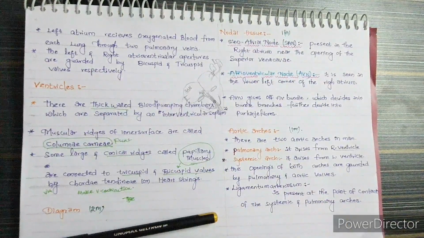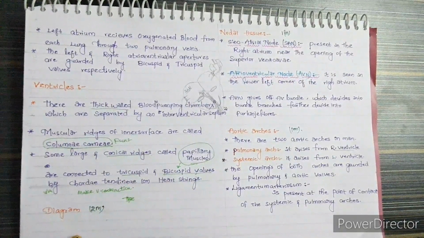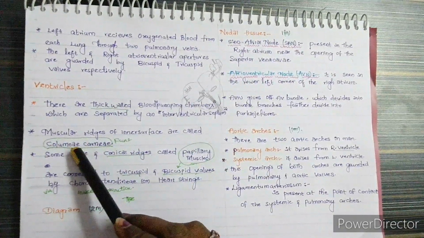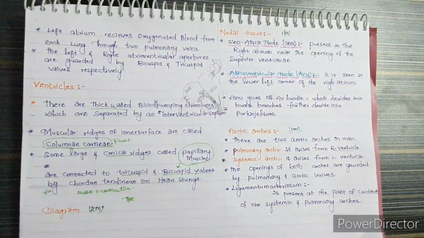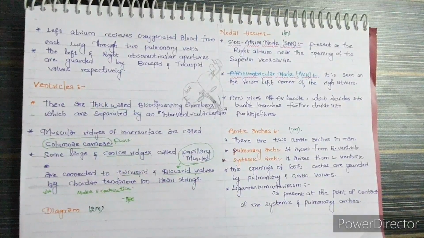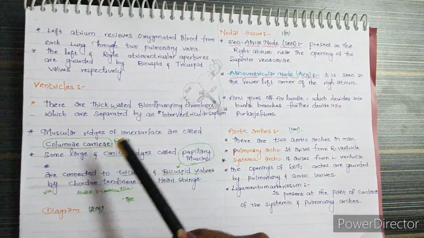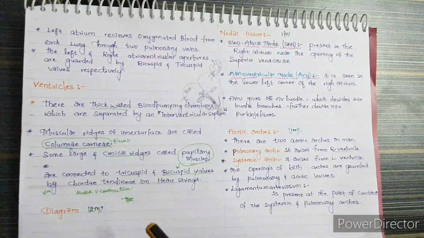That is important, but there is no need to write it there. The word columnae carneae is there, and some people find it difficult to understand what its purpose is. Its purpose is to pump blood efficiently.